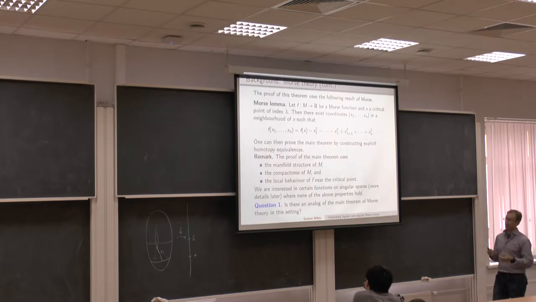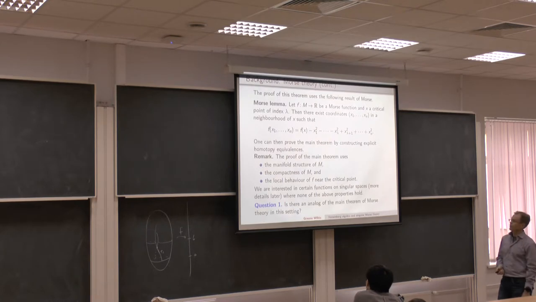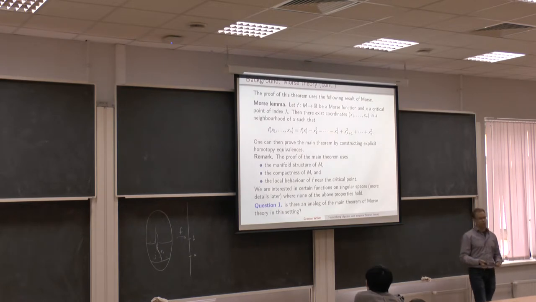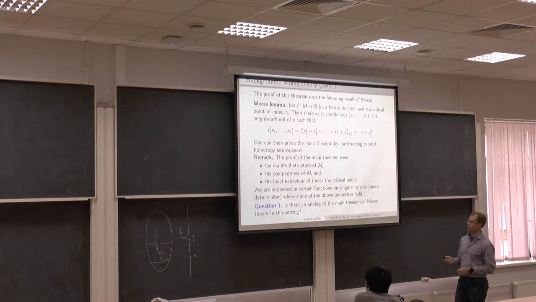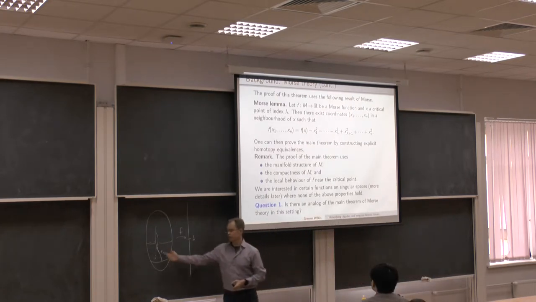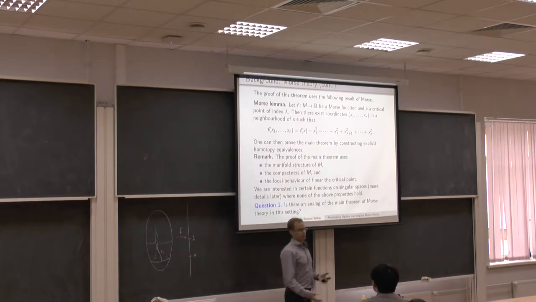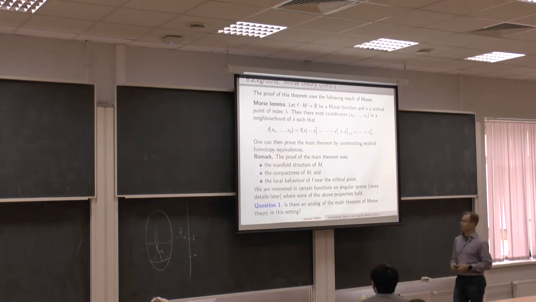Okay, so to prove this main theorem of Morse theory, you need the Morse lemma. I won't go through all the details of that, but I'll just say that the proof of the main theorem uses the fact that N is a manifold, that it is either compact or the function is proper, or maybe some more general condition like Condition C is satisfied. And also you need good local behavior of N near the critical point, for example if it's a nice saddle point like in this picture, or maybe some weaker condition.